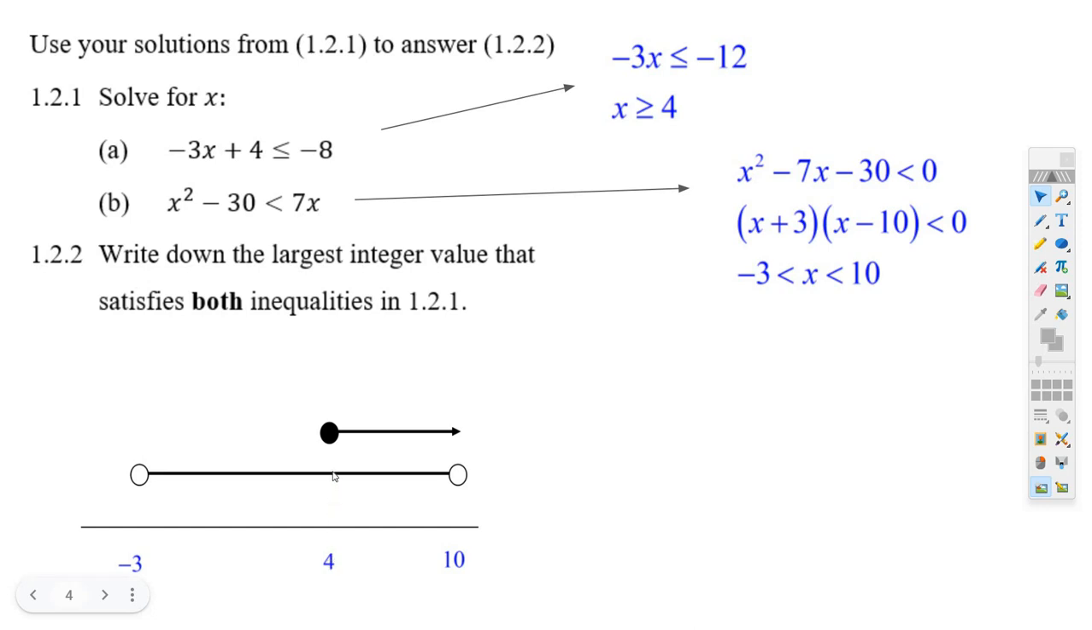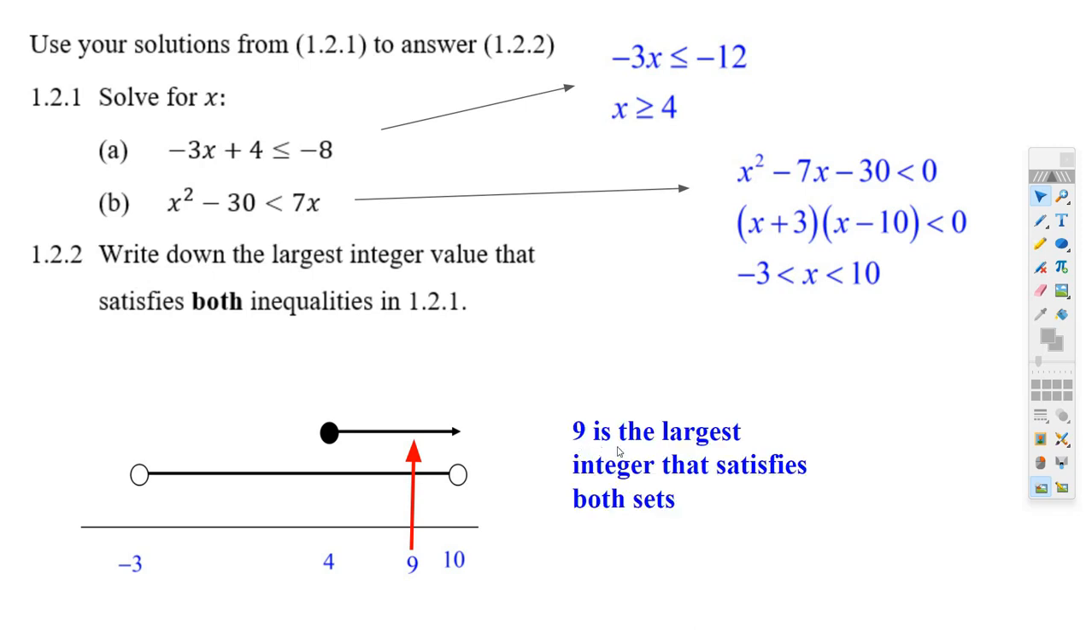So can we think of some numbers that would satisfy both? Well, the first one that works is 4. 4 works in this set, and therefore is part of this set. Now, we're interested in integer values. So 5 is the next, then 6, then 7. Does 10 work? No, 10 doesn't belong there. So the biggest one should be 9, because 9 works in this set and this set. It satisfies both sets. So the story is 9 is the largest integer that satisfies both sets.